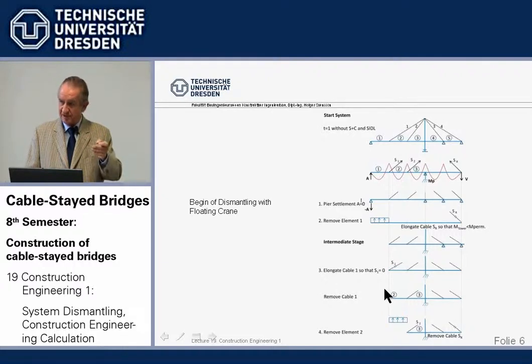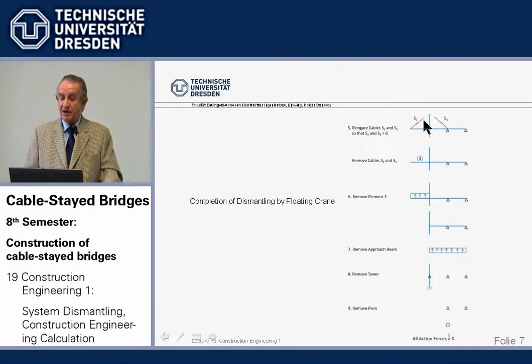I think that's understandable. And so pier settlement, support reaction 0, take out the support. Cable elongation, that cable force is 0, take it out. Then again, then we can take out the cable. Go on, having here again the cantilever. Remove the weight of this cantilever and take out the cantilever. So, then we have arrived at this stage.